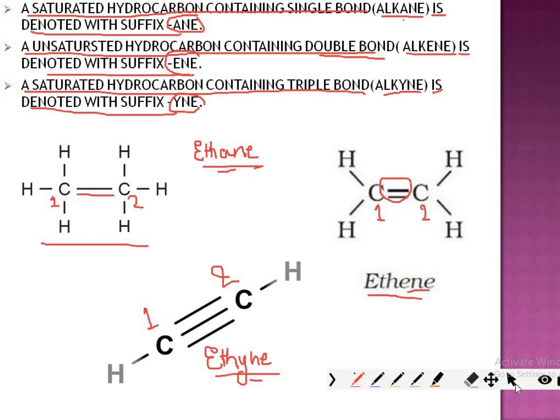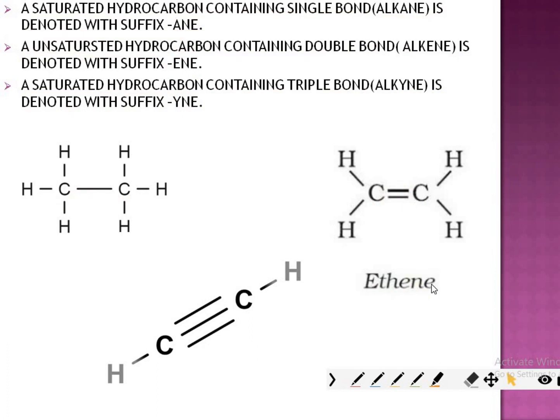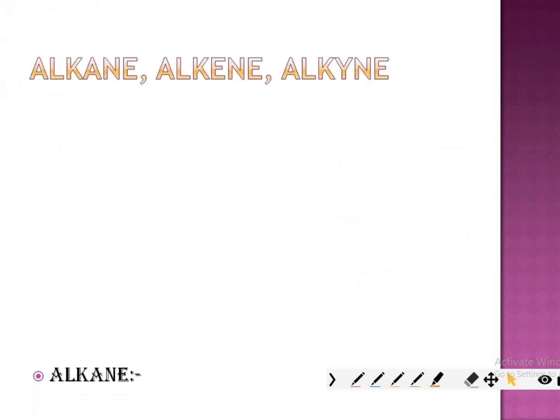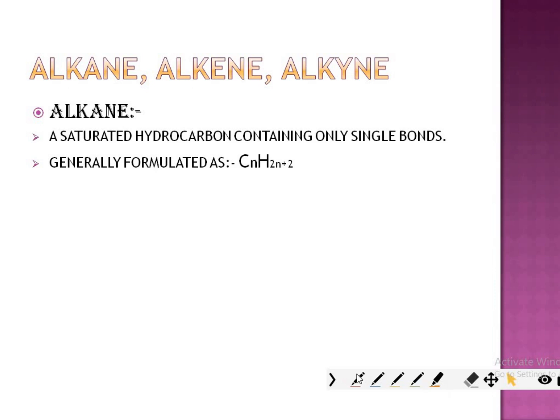Now these are only single chain hydrocarbons. I will show you how to name a branched hydrocarbon. Before that, let's see what alkane, alkene and alkyne are. First we will see alkane. Alkane is a saturated hydrocarbon containing only single bonds.